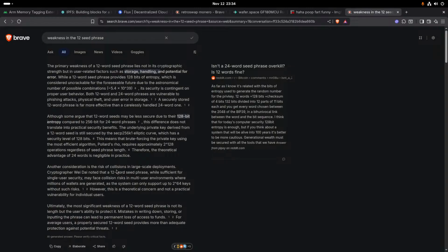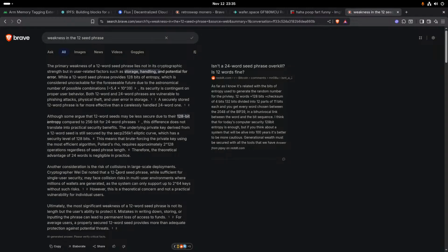In terms of perspective, it looks like it doesn't really matter because it does have 128 bits of entropy, because of how quote-unquote random it is. Obviously, physical theft and user storage error, those aren't things that are an encryption problem. Those are people problems. A securely stored 12-word phrase is far more effective than a carelessly handled 24-word one. Although some argue that a 12-word seed phrase may be less secure due to its 128-bit entropy compared to 256-bit for 24 words, this difference does not translate into practical security benefits.